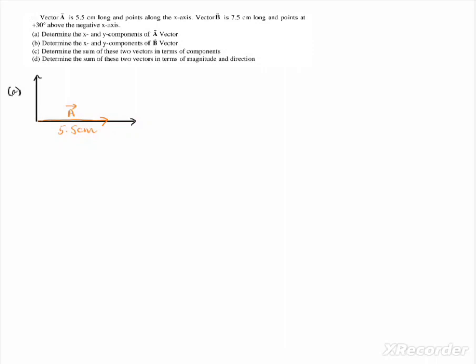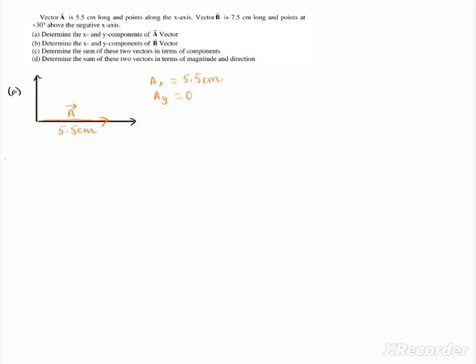So let's find the x and y components of the A vector. As you can see, it is entirely on the x-axis. So our Ax is 5.5. This is a positive value. And our Ay is 0 in this case.